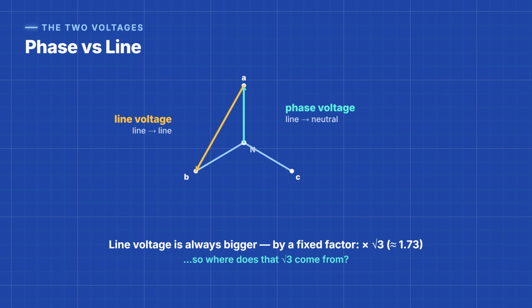From one line back to that neutral center, you get the voltage across a single winding, the phase voltage. But between two of the outgoing lines, line to line, you get a different, bigger number, the line voltage. And here's the thing. The line voltage is always bigger by the same fixed factor, about 1.73 times the phase voltage. That number is the square root of 3. So where does it come from?